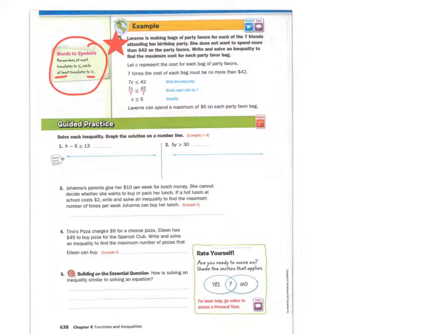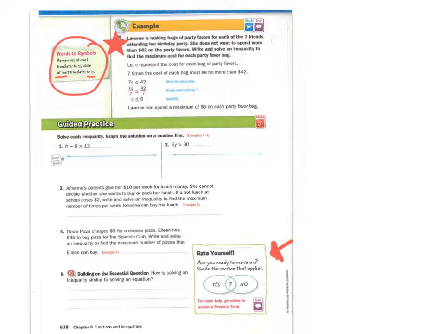Okay, time for you to do your guided practice. Please solve each inequality and graph the solution on the number line. For 3 and 4, it looks like you just need to write an inequality and solve it. Please rate yourself when you are finished to say how you feel about inequalities if you're ready to move on. Press pause, solve the problems, and then come back to check your answers.